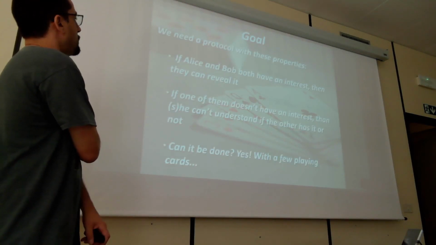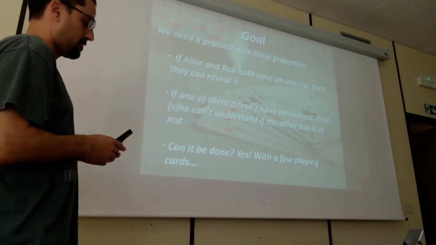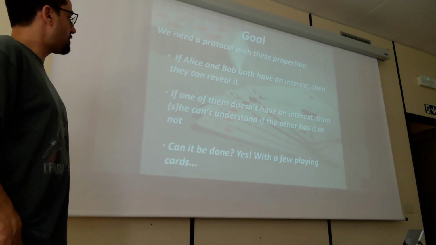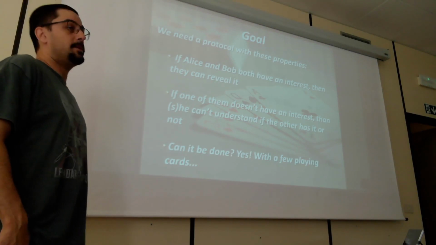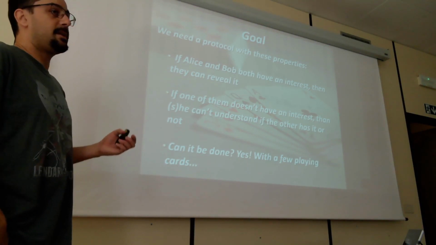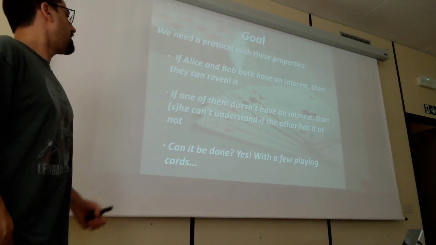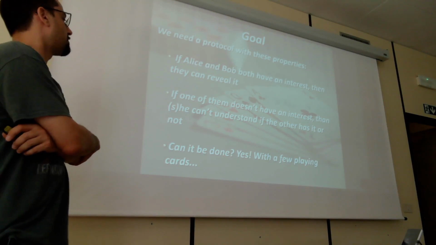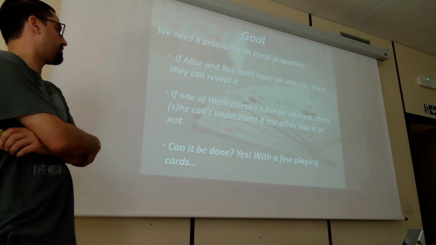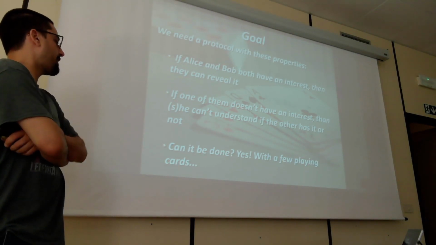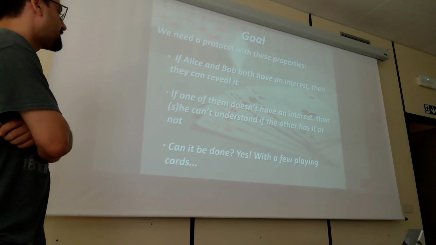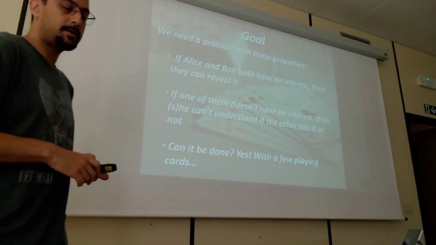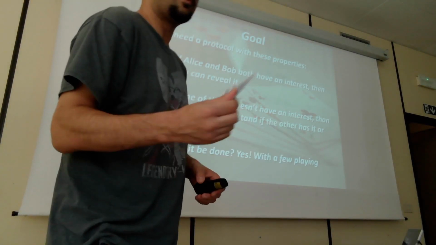Okay, so how do we do this? First, let's see what we want to achieve. What is our goal? We want to find a protocol where if Alice and Bob both have an interest, then they can reveal it. If one of them doesn't have an interest, then he or she, Alice or Bob, can't understand whether the other person has this interest or not. Now the question is, can it be done? Yes, we can do it by using a few playing cards, like the 5 playing cards that I have here.